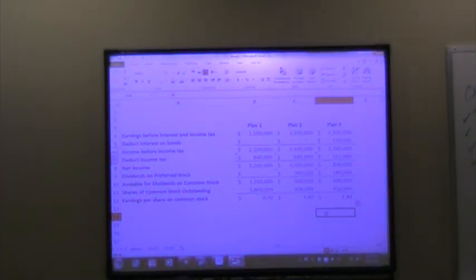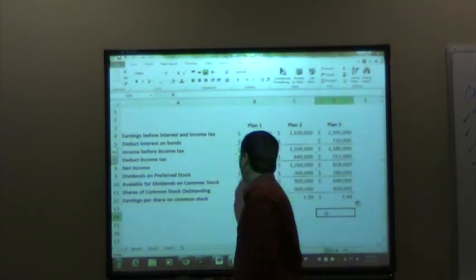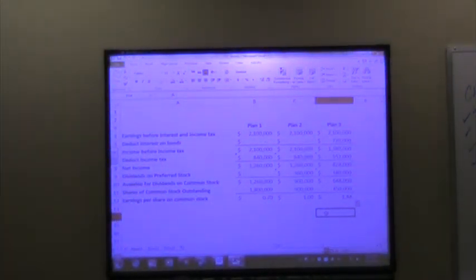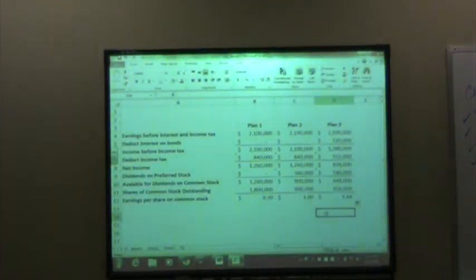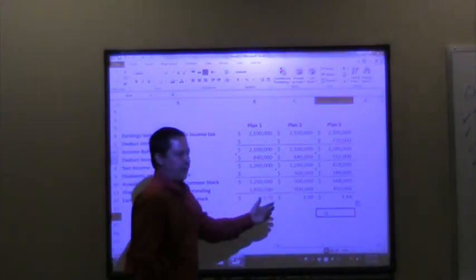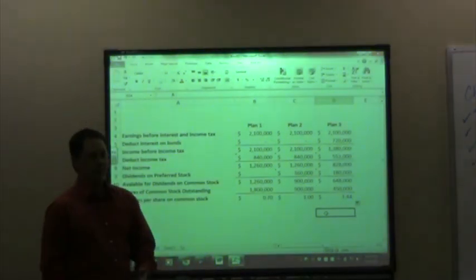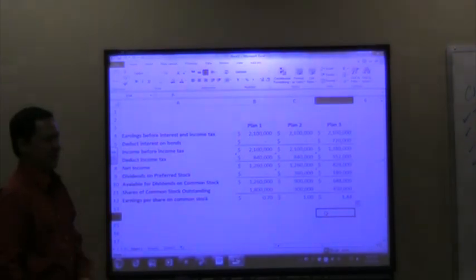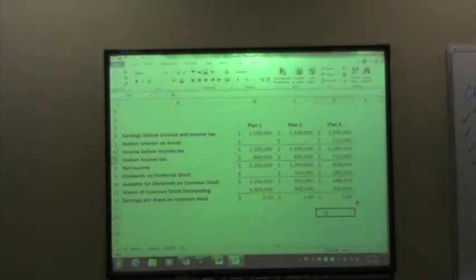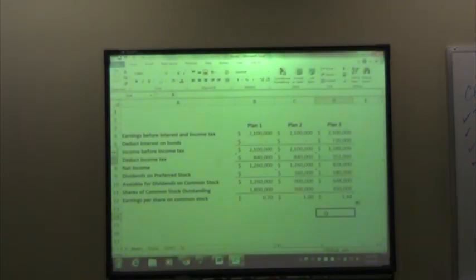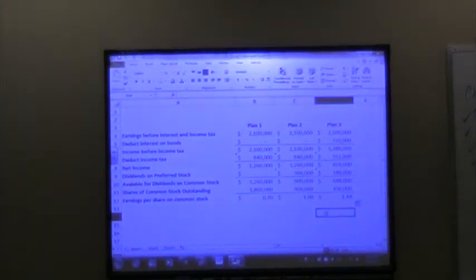So looking at this one, Plan 3 looks a little better earnings per share wise. Okay? So this one looks better earnings per share wise, but now we're going to have to do this again. Why would we do it again? We're done. I'll put this spreadsheet out there if you want to.